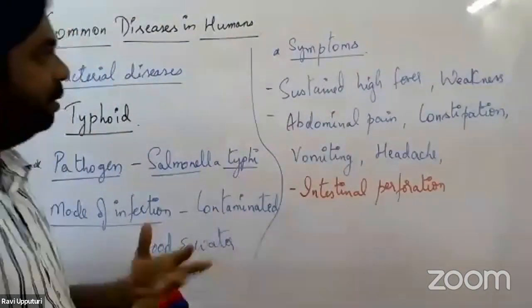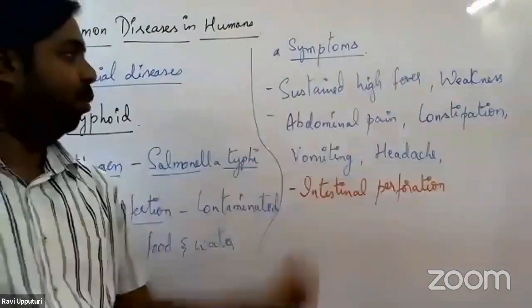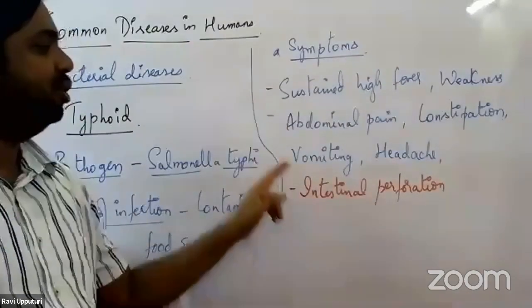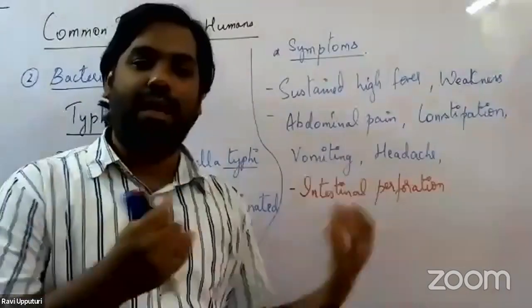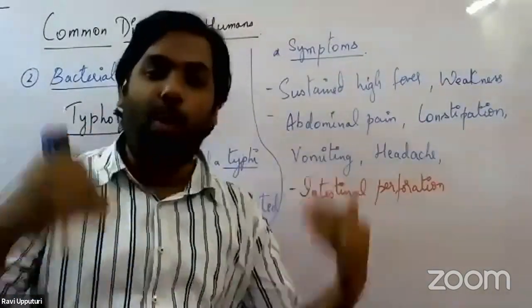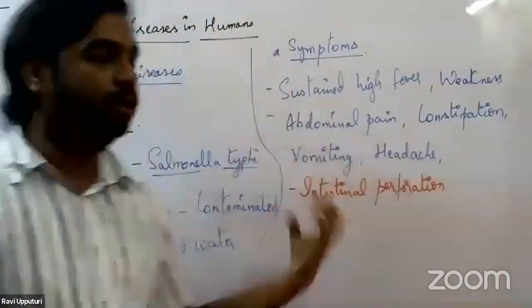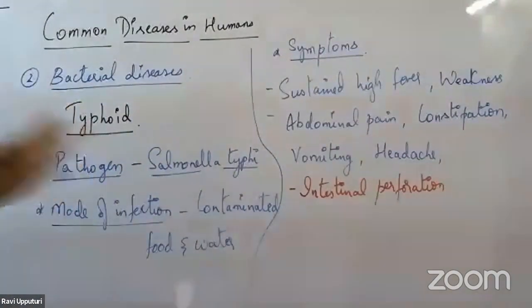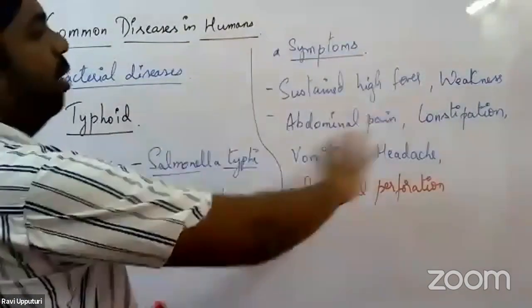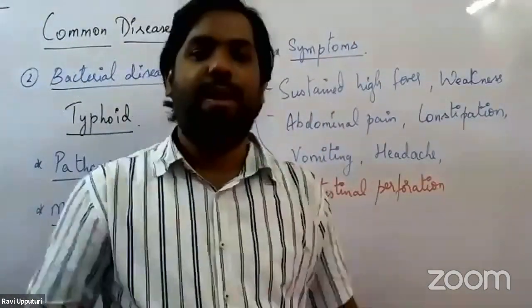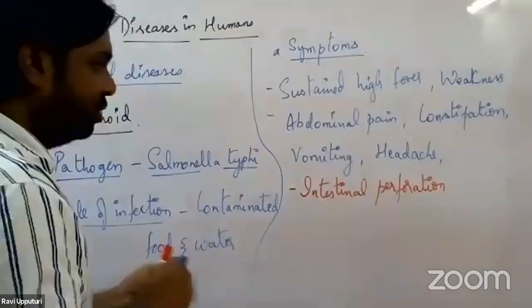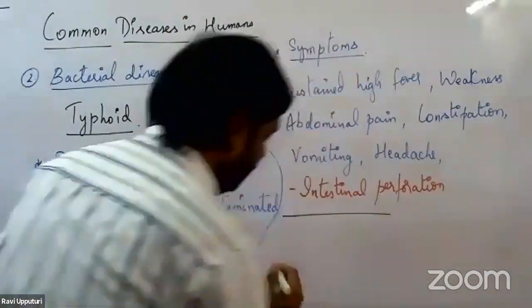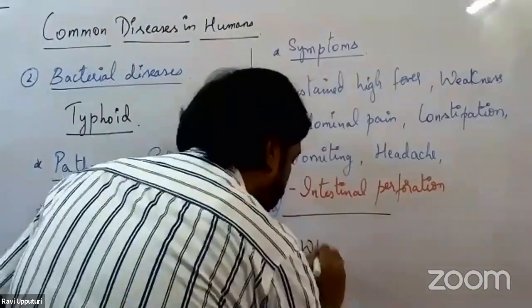So some of the major symptoms are sustained high fever, weakness, abdominal pain, constipation, vomiting, headache, as well as intestinal perforation in severe cases. If the infection becomes more and more severe, it can also lead to the death of a person. So these are some of the common symptoms associated with this. Now, how do we detect this sort of disease? There is one blood test which is done to detect the disease, and that test is called the Widal test.